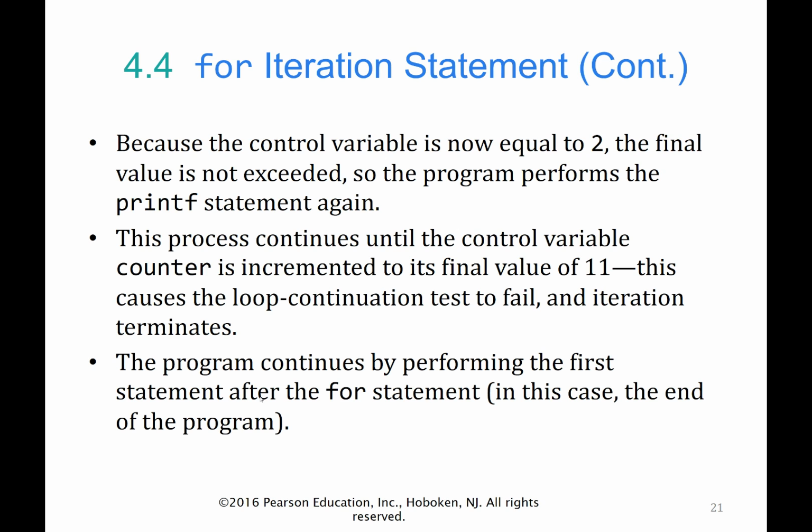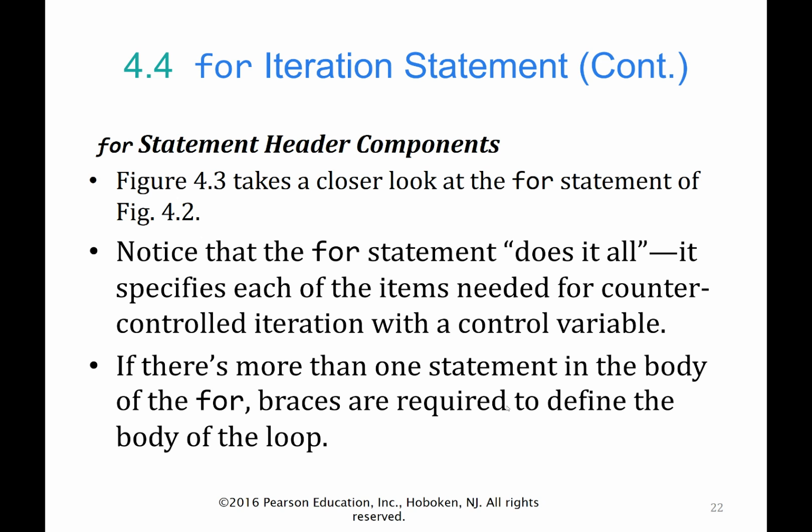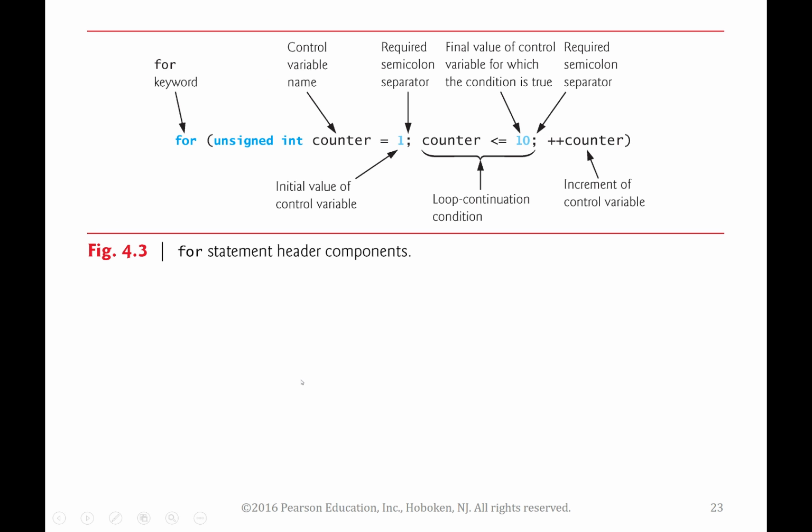Because control is now 2, the final value, it keeps repeating until the last time it increments, the value is going to be 11, so it's not less than or equal to 10, so it drops out of the loop. So the for statement does it all again. The control variable is counter.